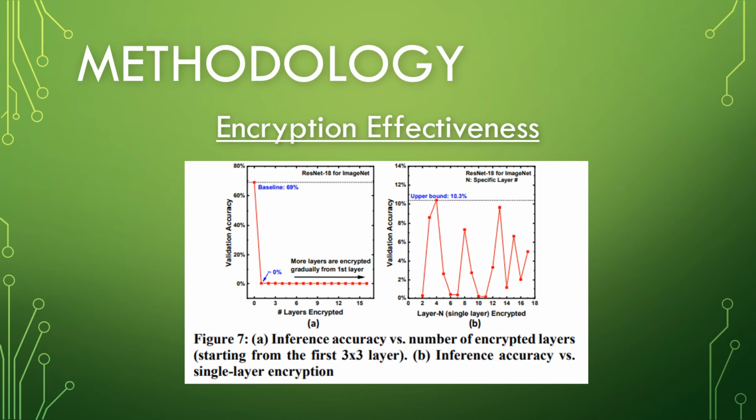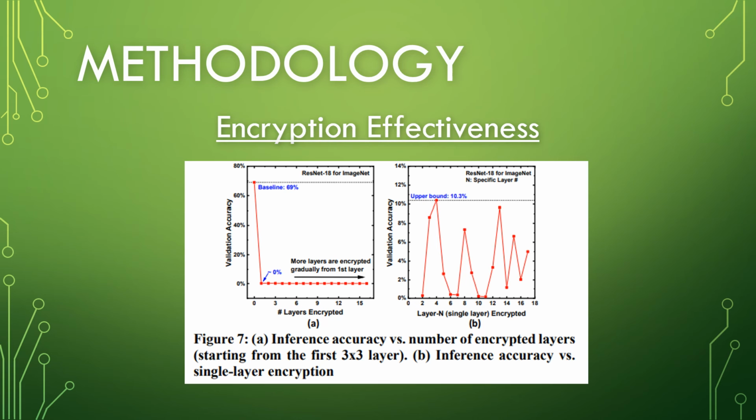Okay, so here, figure 7a shows the inference accuracy versus the encryption intensity, which means how many layers of the ResNet 18 are encrypted by a specific key, gradually encrypted from the first 3 by 3 layer, while the rest of the layers are encrypted by a universal key. Two observations are made here. And then in figure 7b, the accuracy of all the single layer encryption cases is no more than 10.3%, which is relatively low compared with the 69% baseline. And since ResNet 18 has bypass paths, even if some layer is encrypted, there is still some information that could pass through, yielding non-zero accuracy.